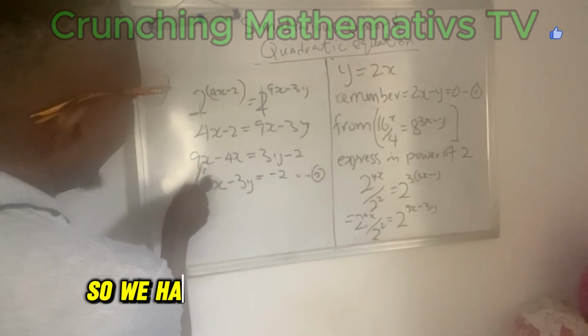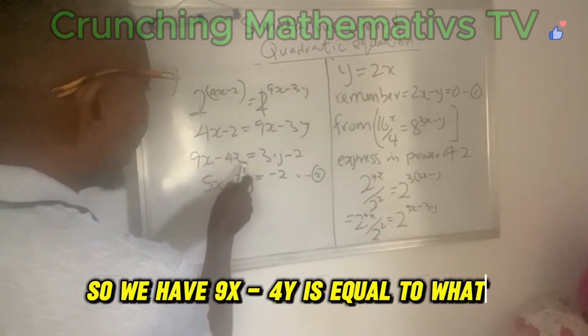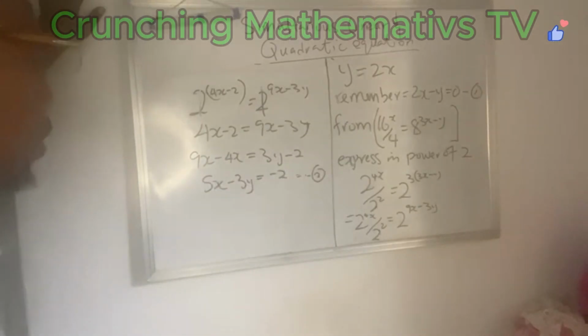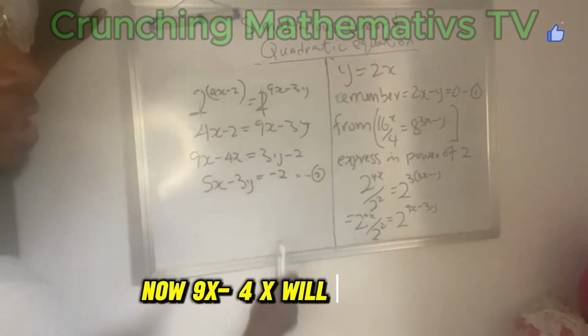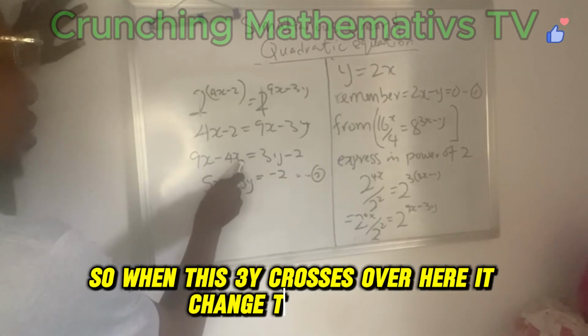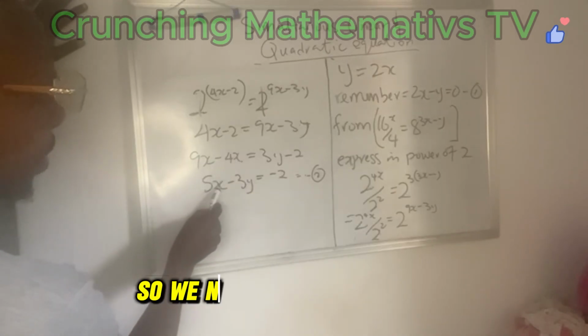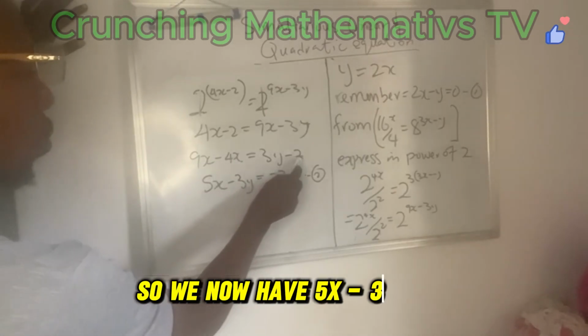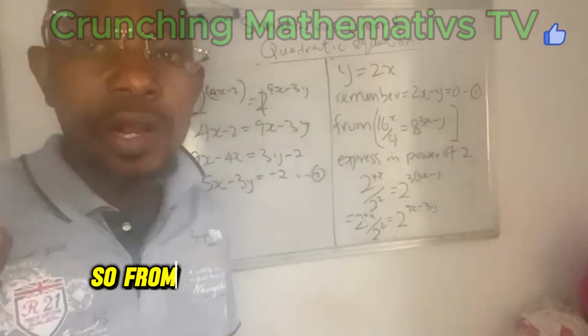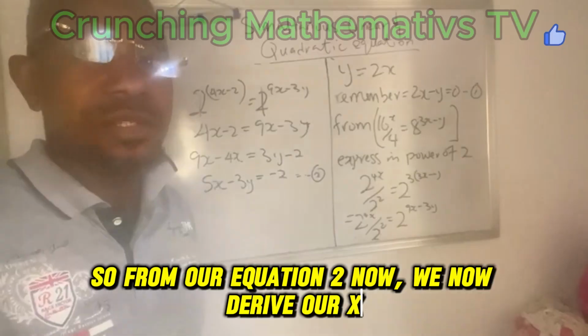So we have 9x minus 4y is equal to what? 3y minus this 2. So now, 9x minus 4x will give us 5x. So when this 3y crosses over here, it changes to minus. So we now have 5x minus 3y is equal to minus 2. So this is our equation 2. So from our equation 2 now, we'll now derive our x.